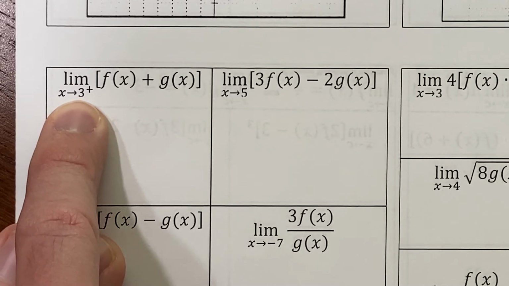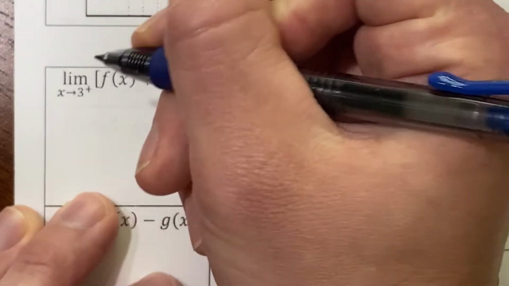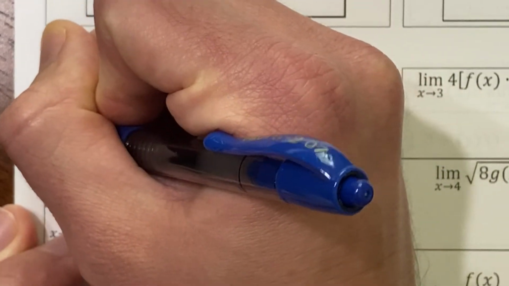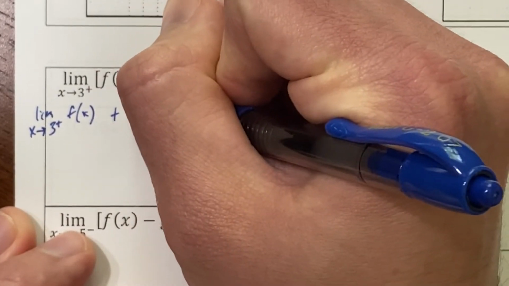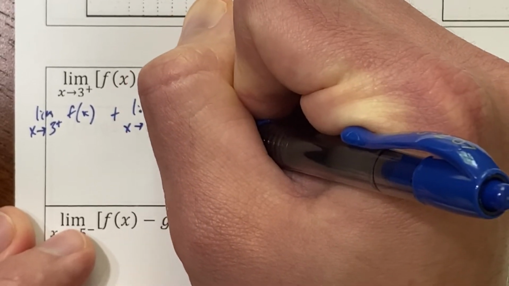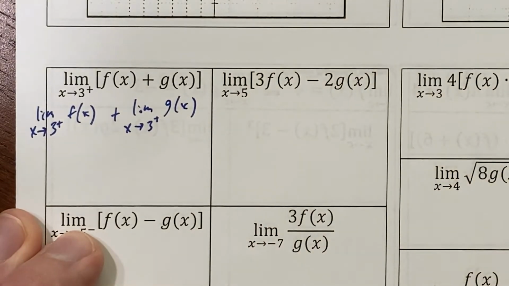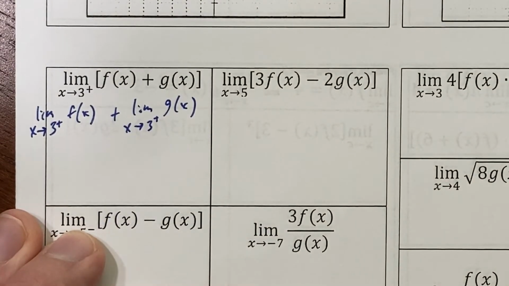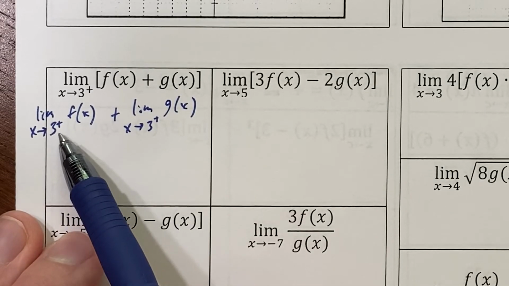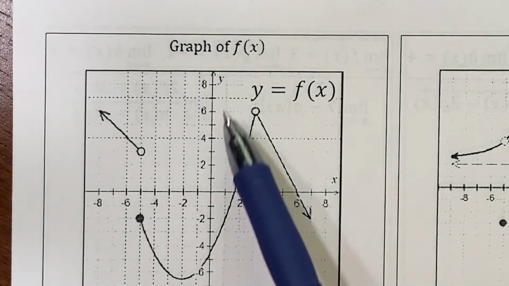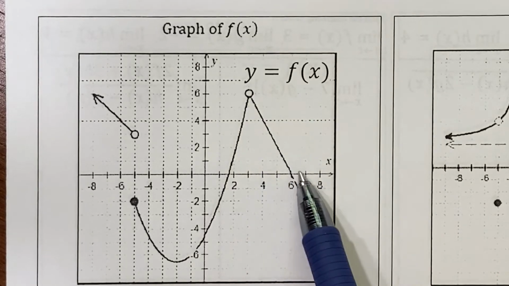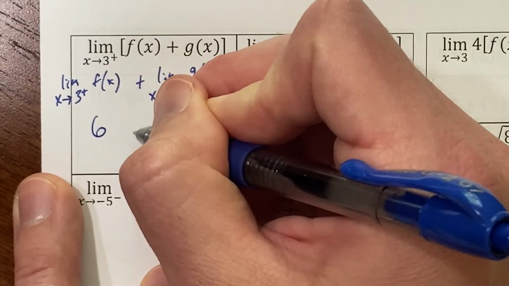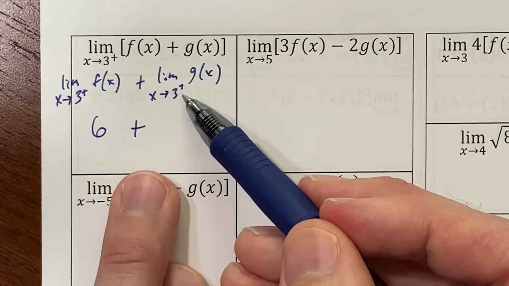Okay, so from our rules earlier, we could write all this out if we wanted to. I don't want to, but I guess I'm going to have to. The limit as x approaches 3 from the right of f of x plus the limit as x approaches 3 from the right of g of x. Okay, so that limit applies to both of those. You'll add them. So the limit as x approaches 3 from the right of f of x, I'm going to go to my graph of f of x, and then I'll look at x as it approaches 3 from the right. So from the right side, it approaches 6. So this one would be 6 plus the limit as x approaches 3 from the right of g of x.